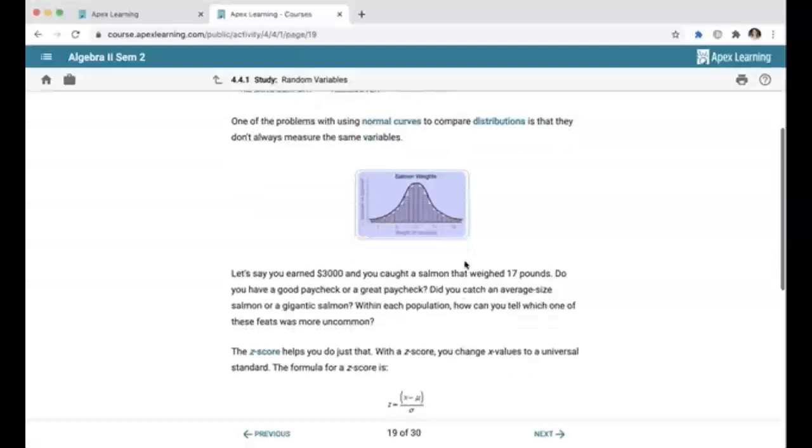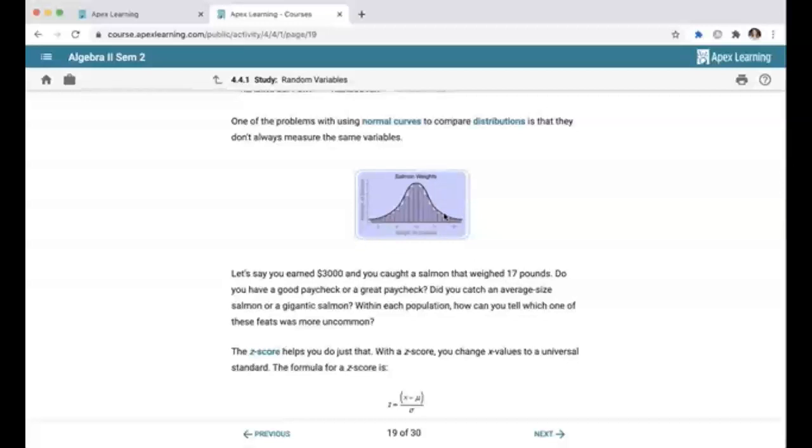All right, do you have an average size salmon or a gigantic salmon? Well, that's the question: within the population, how can you tell which one of these feats was more uncommon? So what we can do here is look at something called a z-score. To point this out, this is our data here, and for example, it said a 17-pound fish, which is about here.